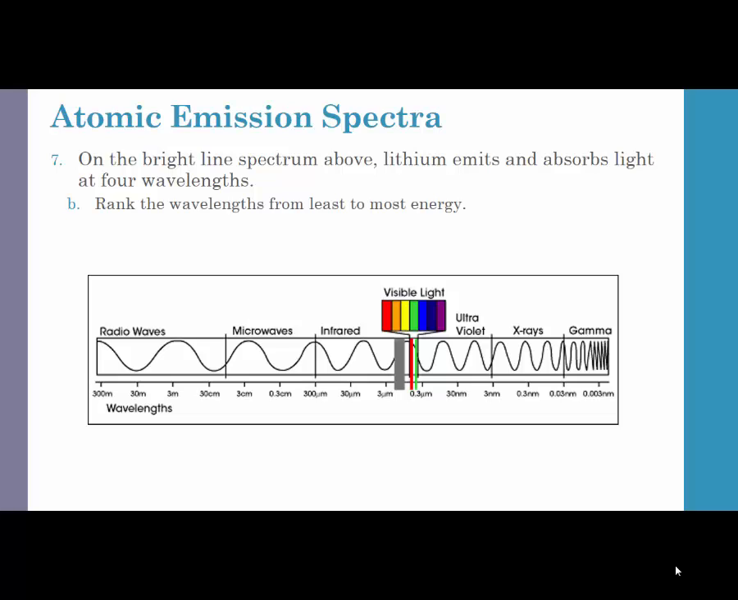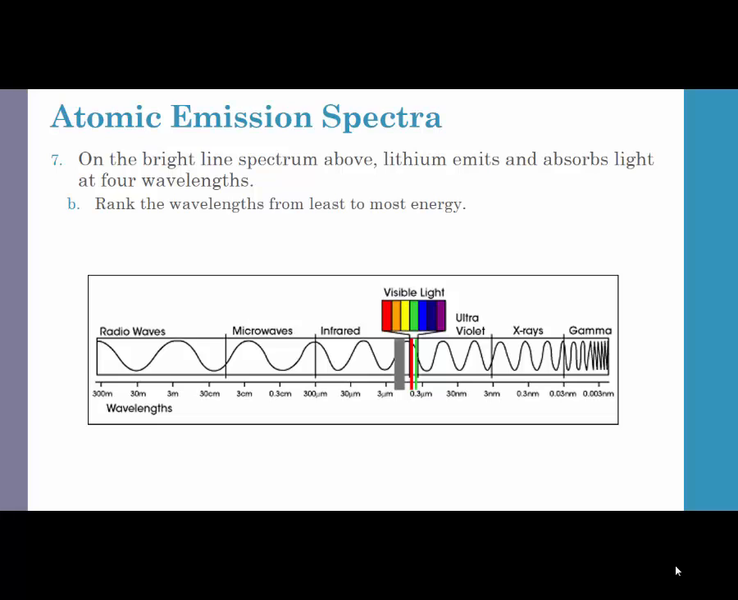Now we need to rank those wavelengths from least to most energy. Energy runs along the electromagnetic spectrum. This includes everything from the microwaves that are used to cook your food, the radio waves that you use to make a phone call or to listen to the radio, the infrared radiation, the heat that's given off by your body, through visible light, all the way to ultraviolet light from the sun, X-rays, gamma rays. These are all forms of electromagnetic radiation.